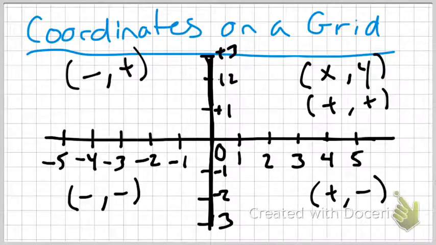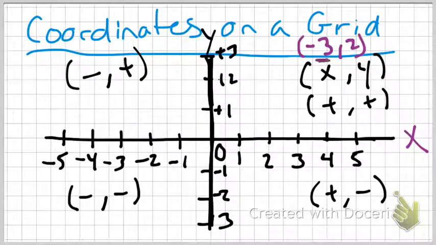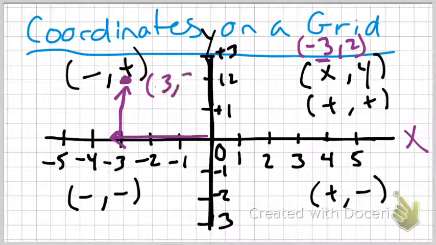The reason for that is we always read x, the horizontal component, first. So if I had a point, let's say we were looking at a point of negative 3 and 2. Well, I'd read negative 3 first. Negative 3 is over here. I would find that, and then 2 is positive, so I would go up. Negative 3 and 2. It's going to make more sense on the next slide where I'm going to do more examples.